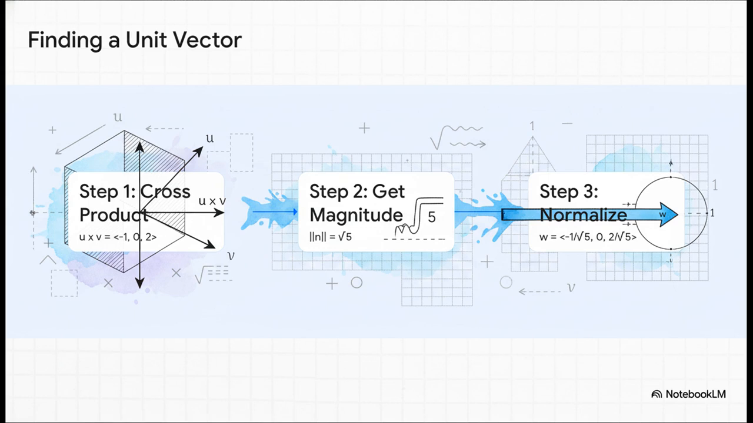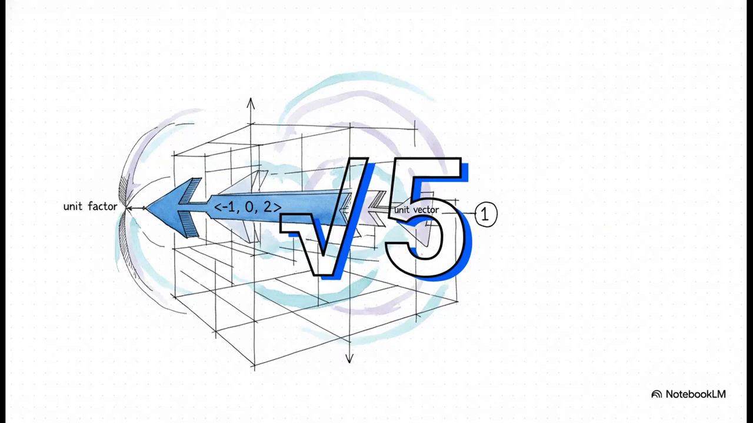So for step 2, we have to normalize it. That sounds complicated, but it just means we find its length, its magnitude, and then we divide every single component of our vector by that length. So the magnitude or length of our vector (-1, 0, 2) turns out to be the square root of 5. That's our magic scaling number. By dividing our whole vector by the square root of 5, we basically shrink it down just enough so its new length is perfectly 1. And that gives us our final unit vector.